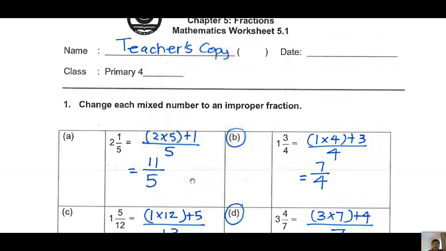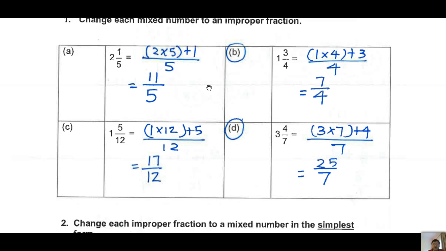Right, these are the corrections to be done for worksheet 5.1 of fractions. Okay, take a look over here. There is a shortcut, an overall view, of how you can convert a mixed number into an improper fraction. All you have to do is 2 times 5 plus 1, the 1 is on top. Now remember to draw the whole line under denominator 5.